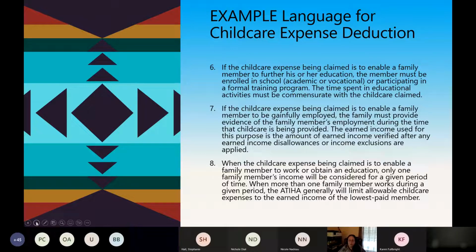The earned income used for this purpose is the amount of earned income verified after any earned income disallowance or income exclusions are applied. When the child care expenses being claimed is to enable a family member to work or obtain an education, only one family member's income will be considered for a given period of time. When more than one family member works during a given period, the ATIHA will generally limit allowable child care expenses to the earned income of the lowest paid member.